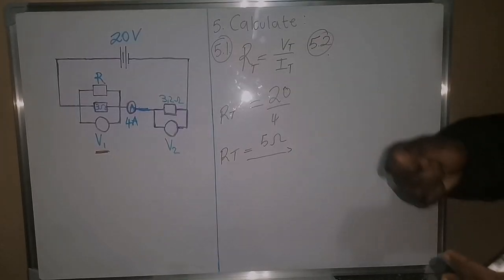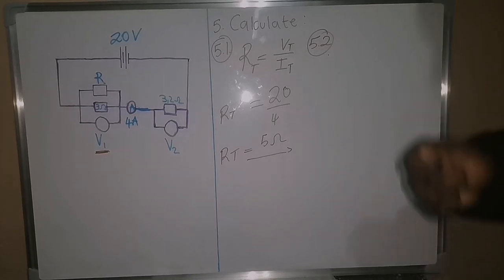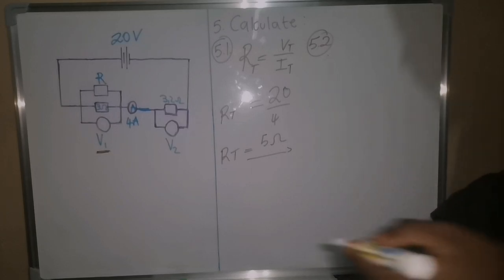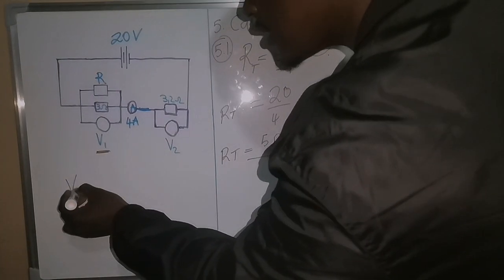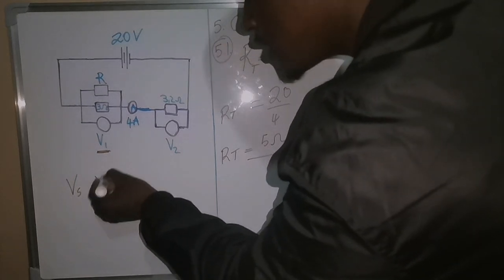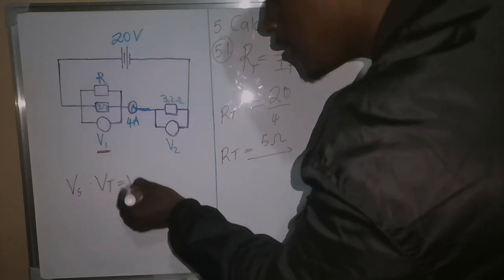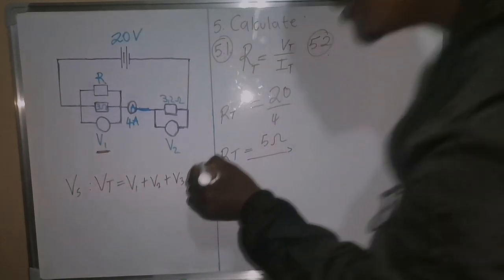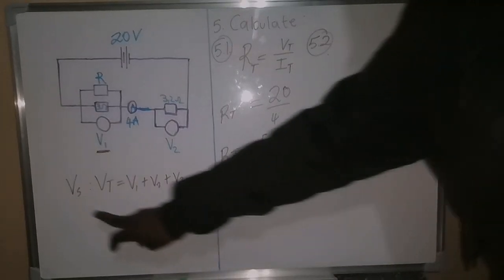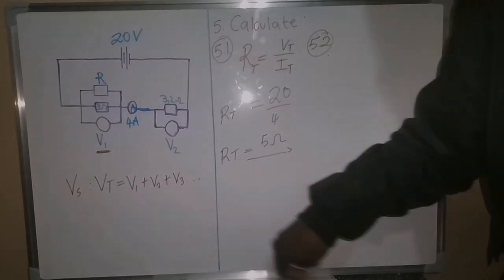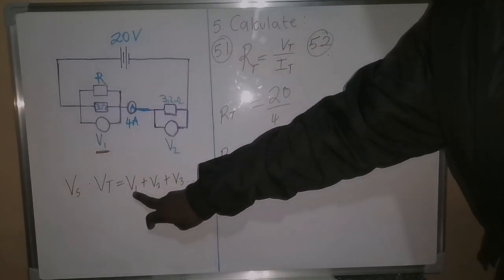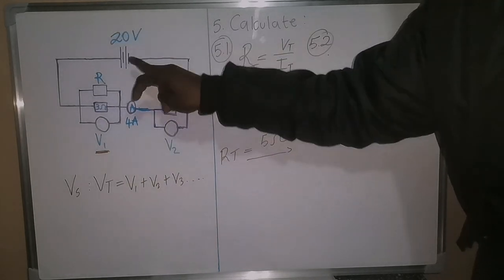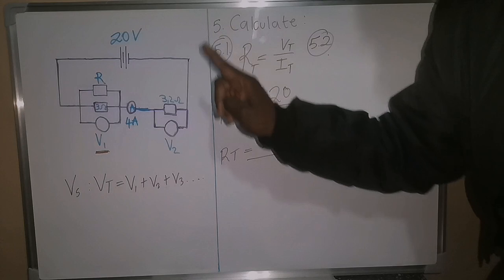You need to know how voltage behaves in a series connection and in a parallel connection. Remember, voltage in a series connection: the total voltage equals V1 plus V2 plus V3 and so on. That means the voltages in a series connection add up, which means they're not equal. If you add the voltages across the circuit, they give you the total voltage of the battery.